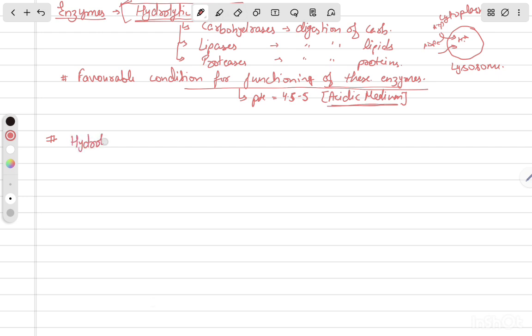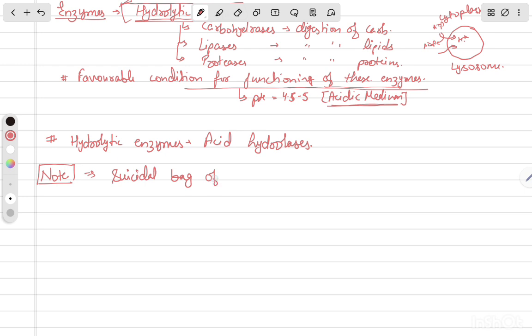These hydrolytic enzymes are also known as acid hydrolases, right? Next, most important point about lysosome, we call it the suicidal bag of the cell. Why is it known as the suicidal bag of the cell?